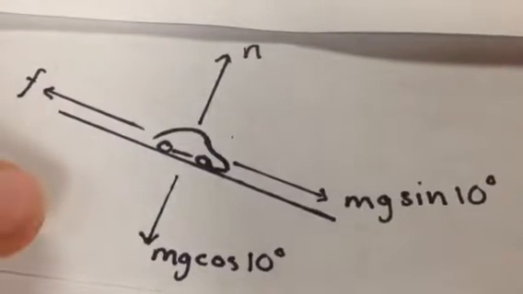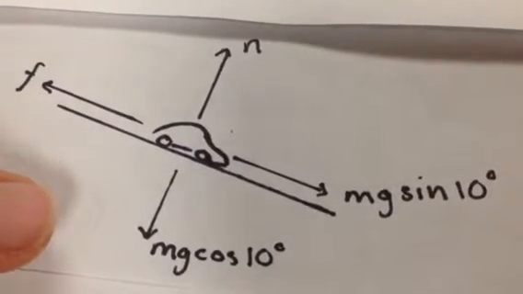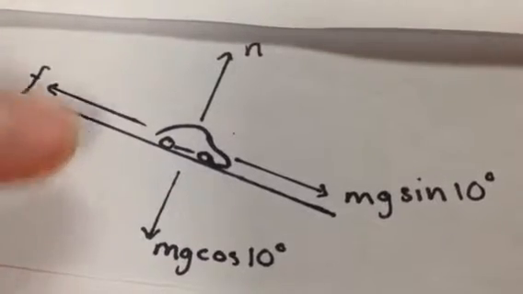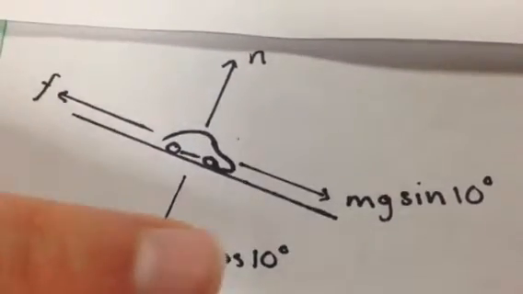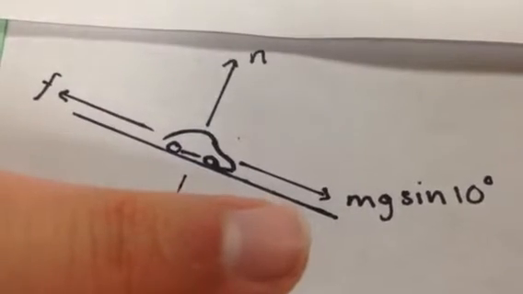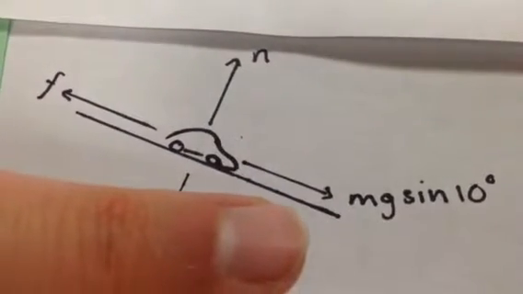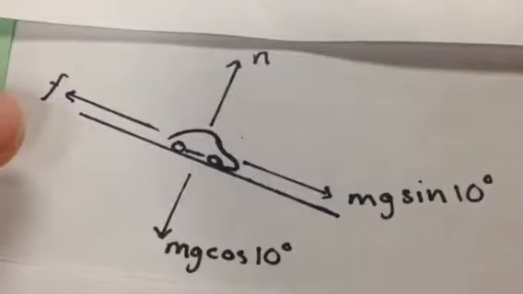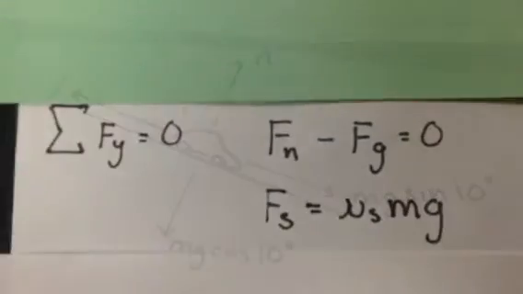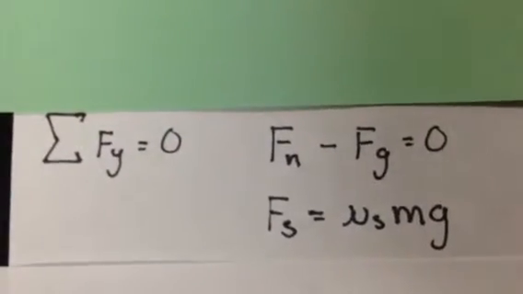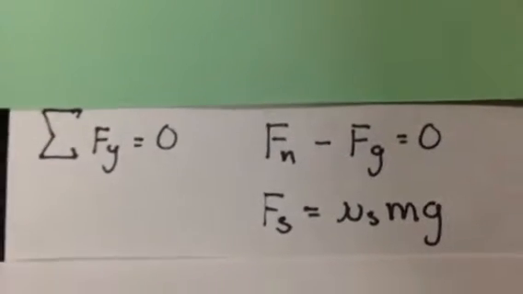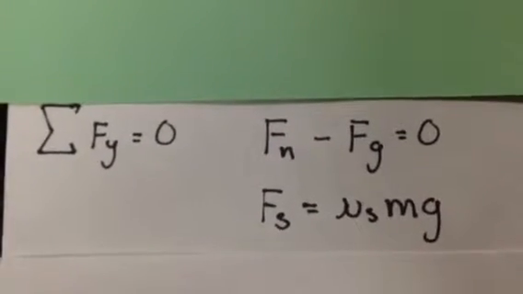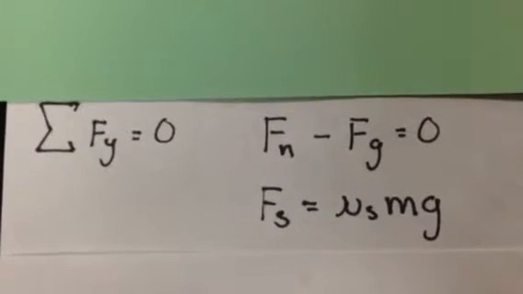We get that the force of gravity component is mg cosine 10 degrees, and the normal force to counteract that force. Then we get the force to the right at mg sine 10 degrees, and the force of friction to counteract that. We know now that the net force in the y direction is equal to 0. This means that the normal force minus the force of gravity is also equal to 0.